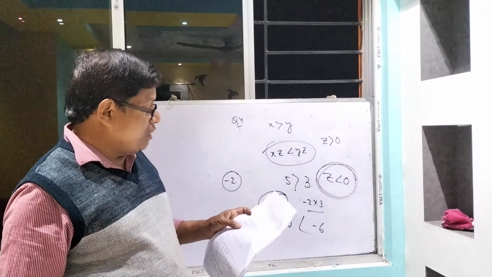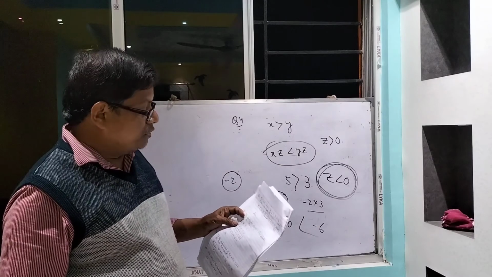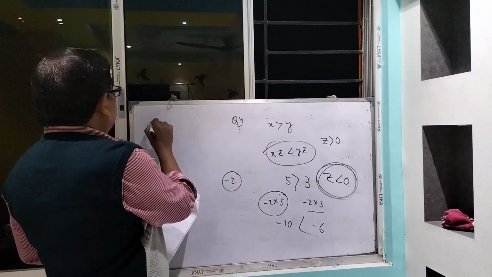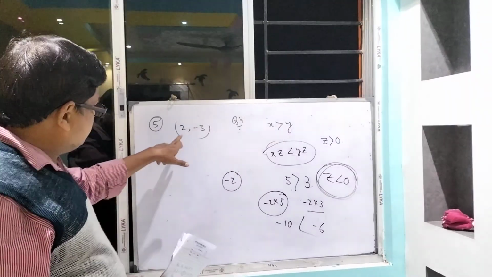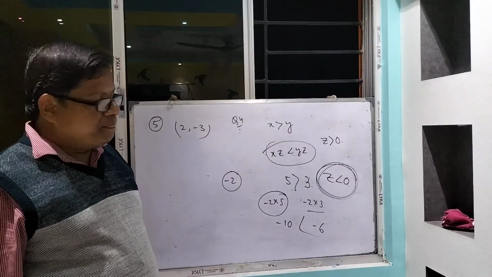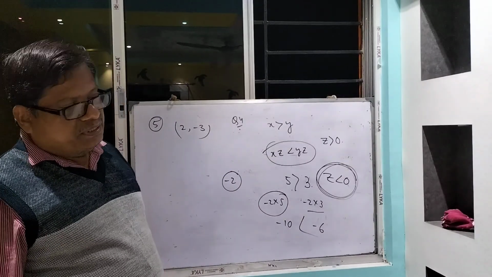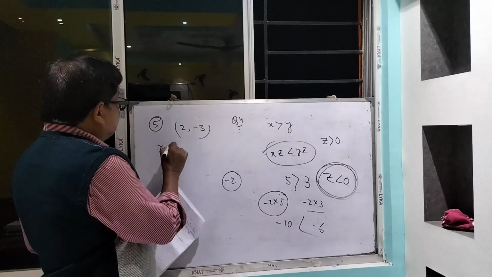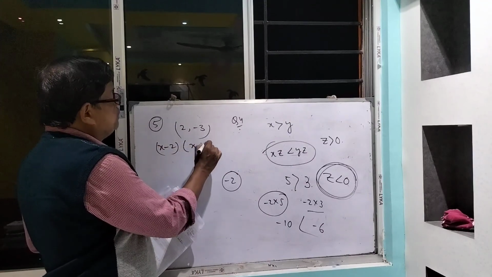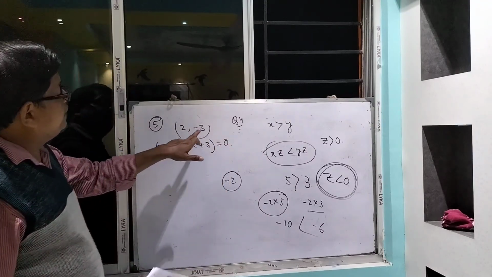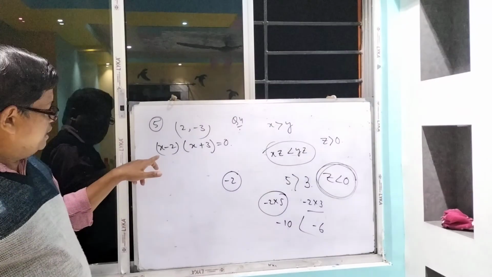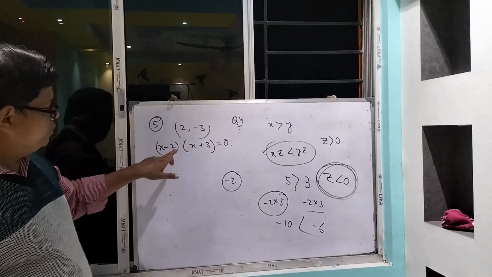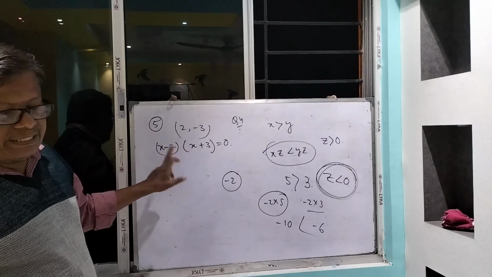Okay. Now question number 5. The quadratic equation whose solution set is given. Solution set is given, that is 2 and minus 3. The answer is 2 and minus 3. Then what is the equation? Keep in mind, always write x minus 2, x plus 3 equal to 0. If you write x plus 3 equal to 0, then x equal to minus 3. And x minus 2 equal to 0 gives x equal to 2.